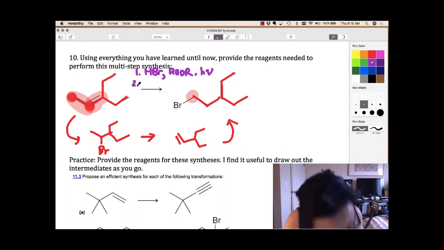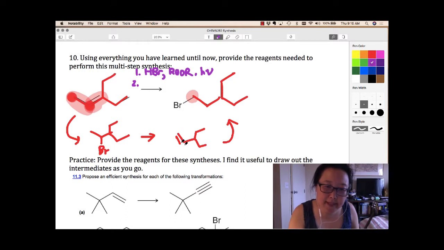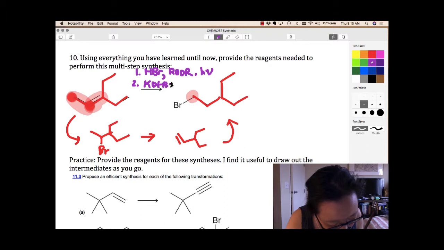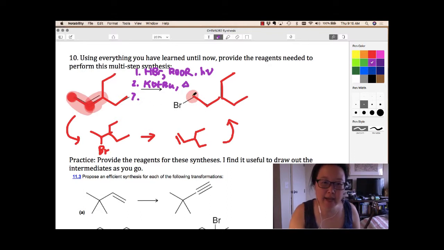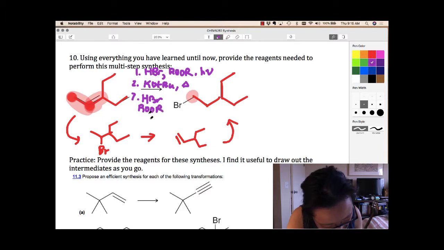My second step is going to be to get that to make a double bond here. So instead of the Zaitsev, I'm looking for the Hofmann, the terminal alkene. So I need to use a bulky base like potassium tert-butoxide, and I'm going to use some heat to get that going. For the third step then, I need to add Br anti-Markovnikov again. So I'm just going to use HBr in peroxides again. All right, so that's it.